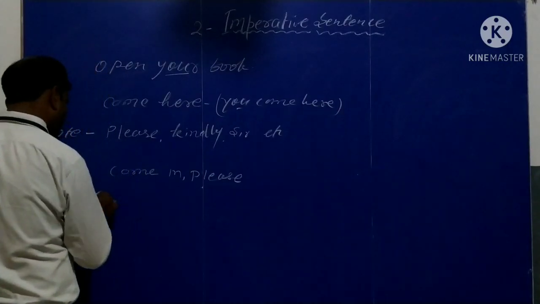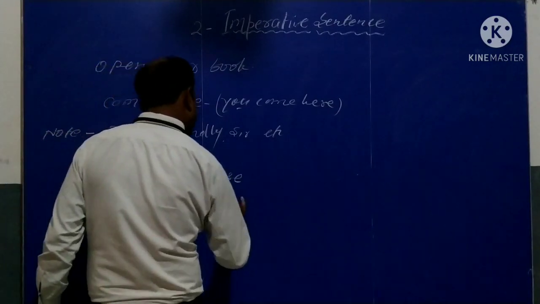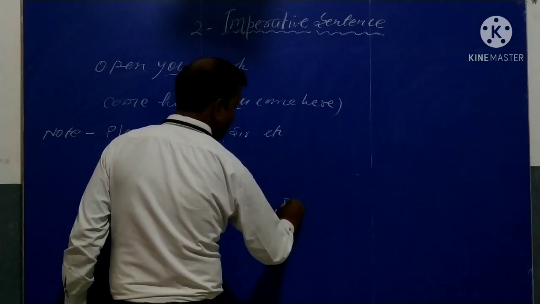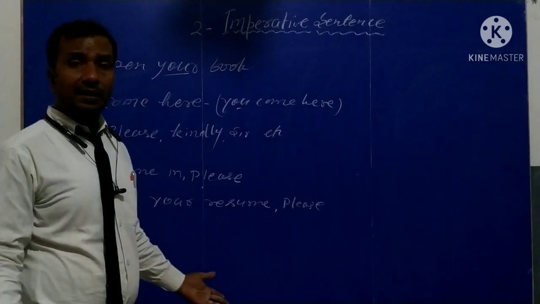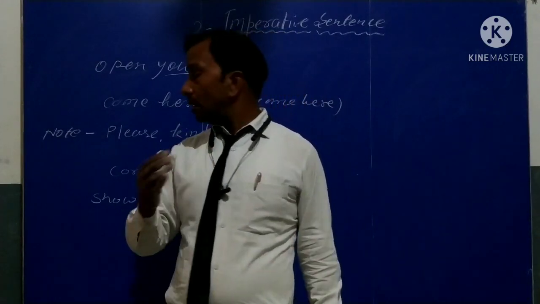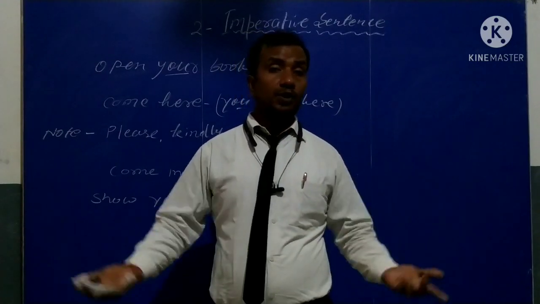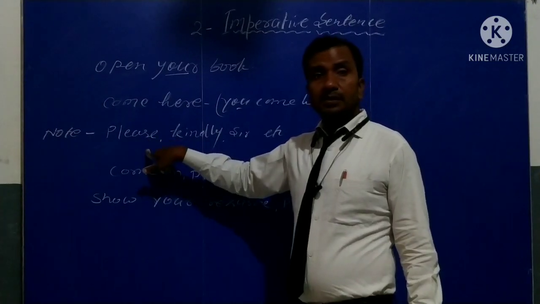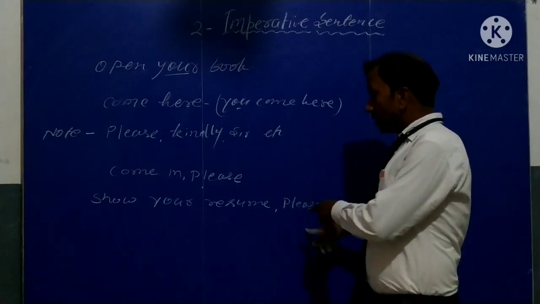For example, show your resume, please. Then you have to write here please separated by the comma. But kindly, what about kindly? Just before the sentence, and you used to write kindly accept my application, kindly grant relief for 2 days, etc. So the most important thing is that please will be mentioned at the end of the sentence and it will be separated by the comma.